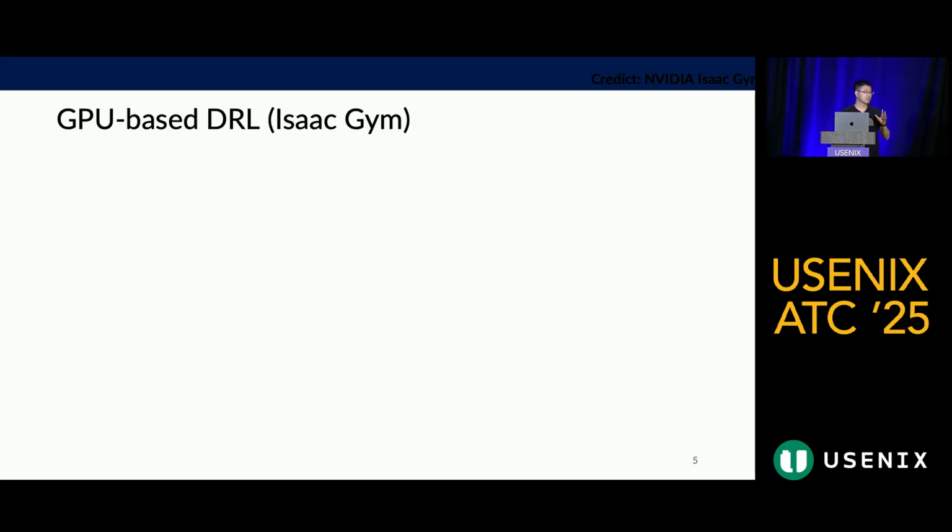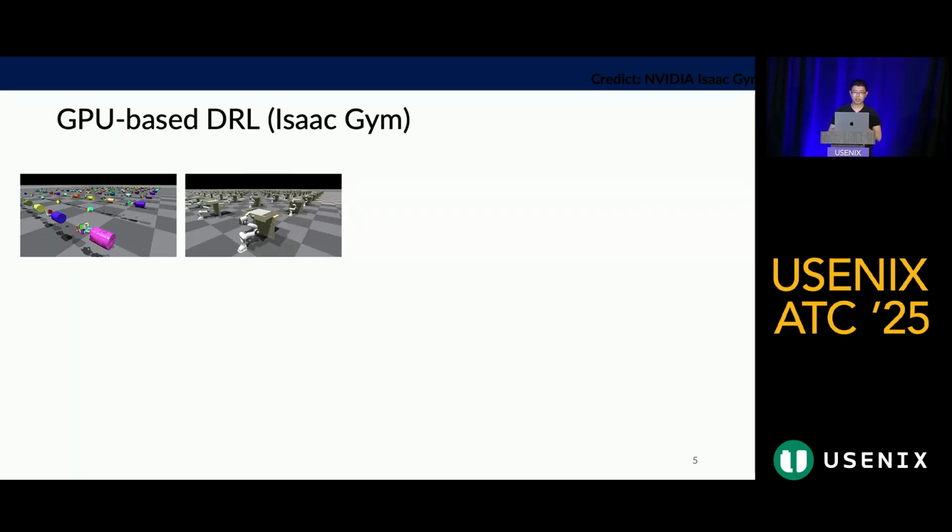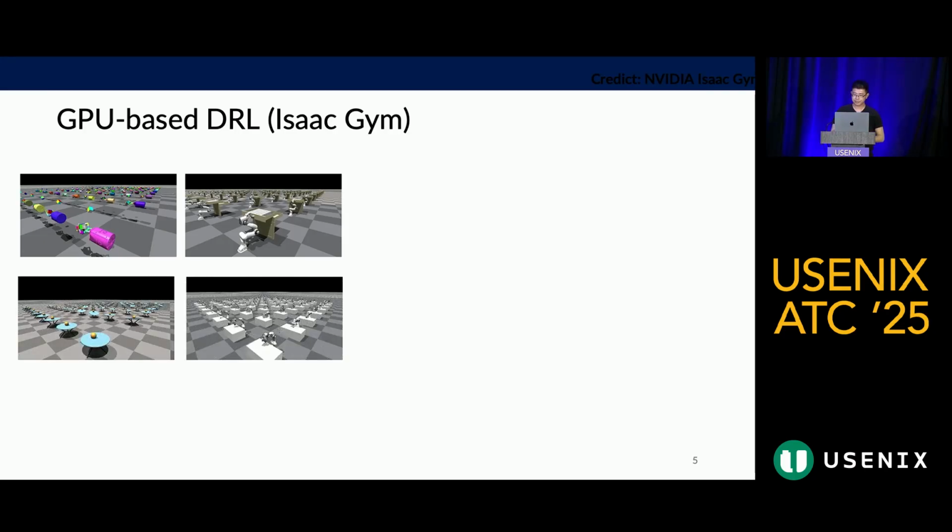And to accelerate this kind of process, a wide branch of optimizations has been enforced. For example, over here, we could use GPU-based DRL. For example, NVIDIA proposed Isaac Gym. It could be used to train a robotic arm. For example, over here, it tries to learn some gestures. And also it could be used in the manufacturing process in industry, and many others.